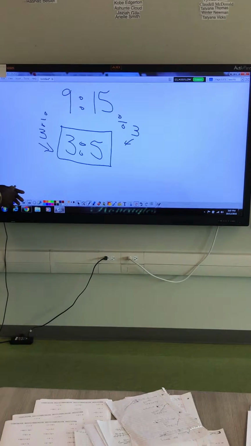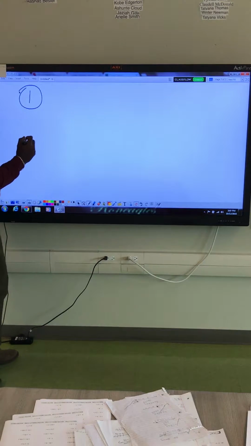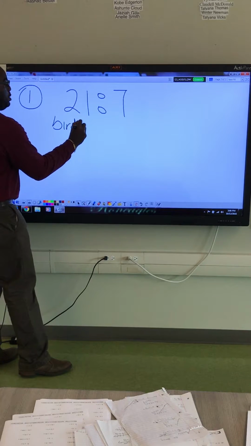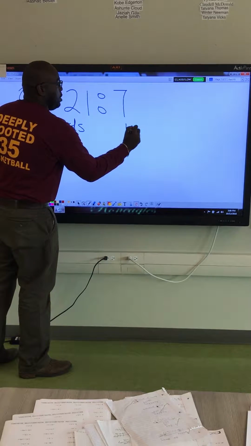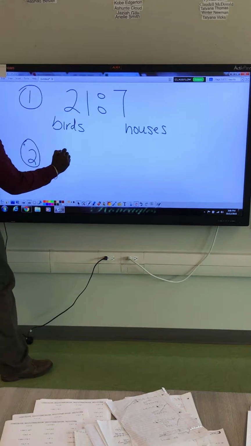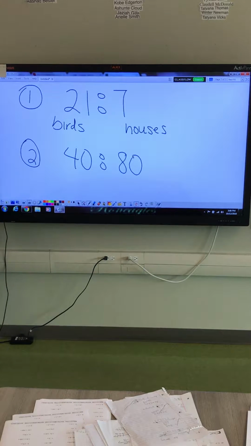Good job. Now I'm going to give you 2 ratios, and you have 1 minute to get them both done. Number 1. 21 birds to 7 houses. We've got to figure out how many birds in each house, blank to blank. Number 2. 40 to 80. 40 to 80 is a little bit bigger, but it's the same rules to solve it. And you have a minute to get both of these done.